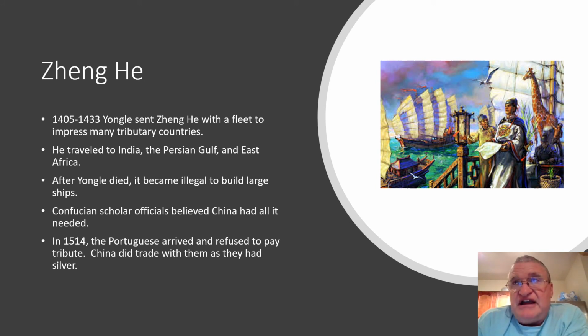One of the guys that Yongle sent out with ships was Zheng He. So he sent this guy out from 1405 to 1433. He sent his fleet out to the many tributary countries. He traveled to India, the Persian Gulf, and East Africa. After Yongle died, though, it became illegal to build large ships. The Confucian scholar officials believed China had all it needed.